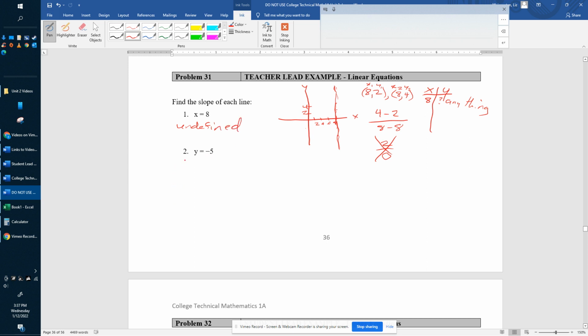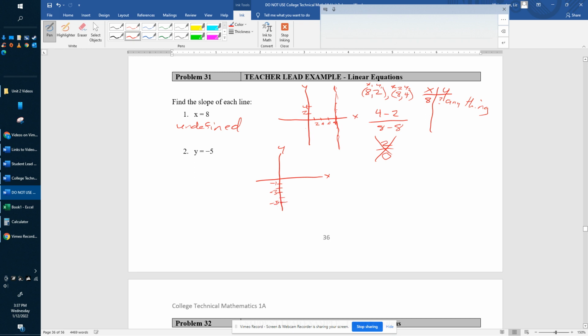Now, we also can have a case where we have y equals something. Let's see if we can find a slope if that's the case. Let's graph this line. 1, 2, 3, 4, 5. This is our x-axis. This is our y-axis. -1, -3, -5. So y equals -5.